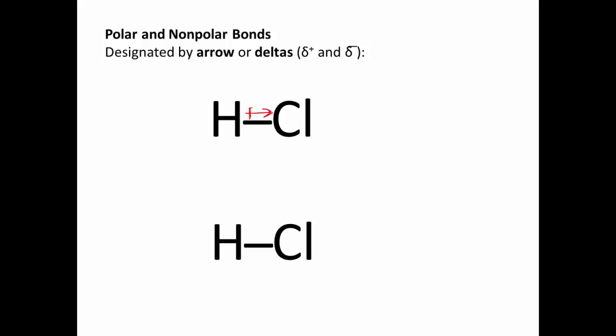We can also draw it using deltas. This is a lowercase Greek letter, and if you draw it like an 8 that you haven't completed, that works for me. That's how I draw them. This means partial, by the way. So we draw a delta negative in the vicinity of the more electronegative atom, and we draw a delta positive near the less electronegative atom.